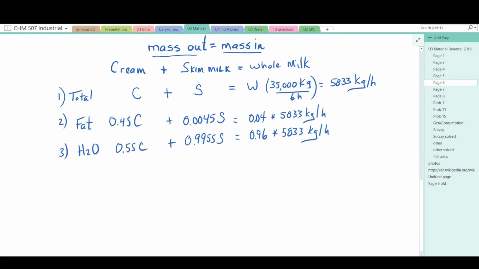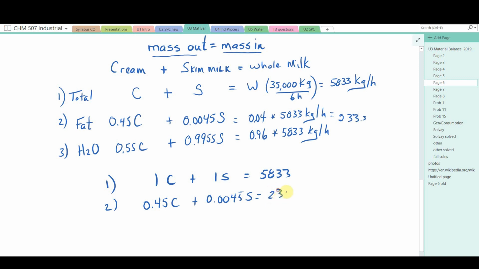Okay, there are three simultaneous equations. We only need two. Let me rewrite it so it just looks more familiar perhaps. I'm saying let's solve these two equations. 1C plus 1S equals 5833. And I'll take the second equation, 0.45C plus 0.0045S is equal to, now I didn't get that value here, that's equal to 233.3 if you wish. That's 233.